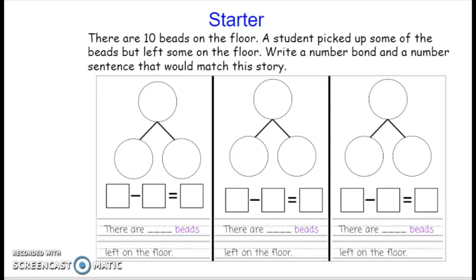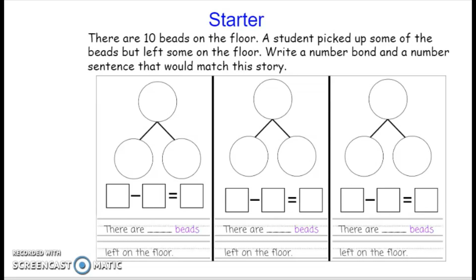Welcome back. Did you also notice that they didn't really give us parts in this story? Yeah, me too. What did they give us though? That's correct. They gave us 10. And do you think that 10 is going to represent our total or our parts? That's correct. It represents our total. I noticed that they did not give us our parts. So because of that, we know then that we are going to be focusing on the different ways to make 10 because we want to show all the ways that the student could have picked up the beads.